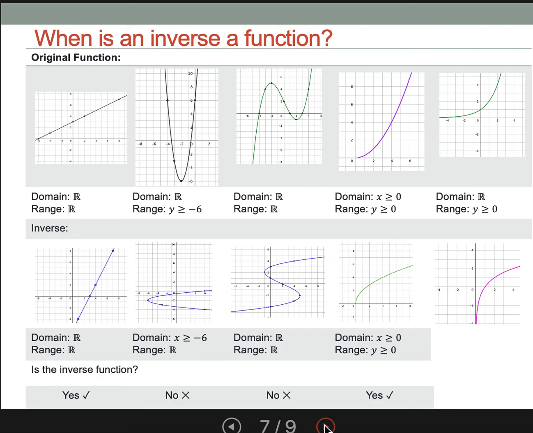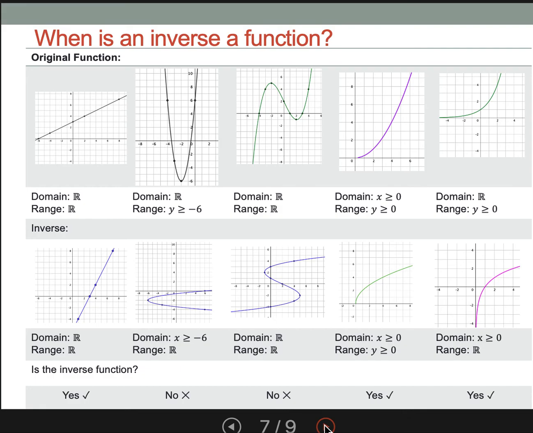so the range was y is greater than or equal to 0. Now that's the domain, and now the range is all real numbers. And this is a function. It's actually called a logarithmic function. We're going to be learning about them next week.